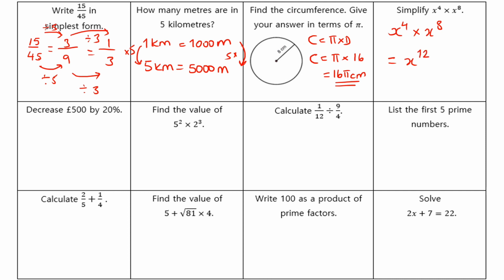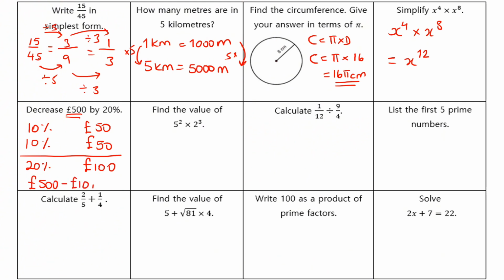Decrease 500 by 20%. If I find 10% of 500, that's going to be £50. If I've got another 10%, that's another £50. So in total, that's going to be 20%, which is 100. So this will be taken away from the original amount because it's decreasing. So I'm going to write down 500, take away 100 is 400.